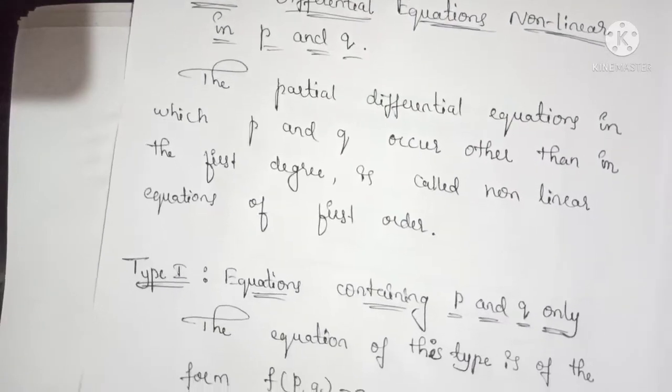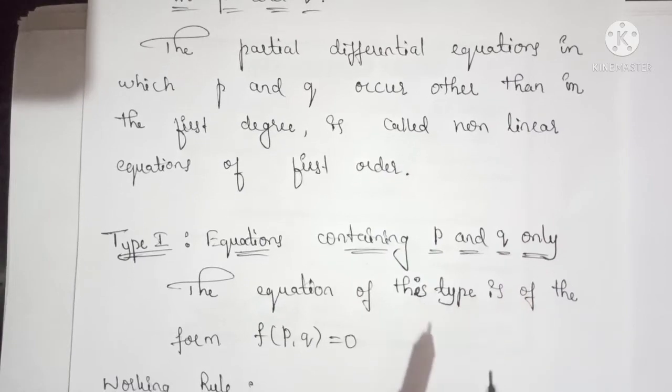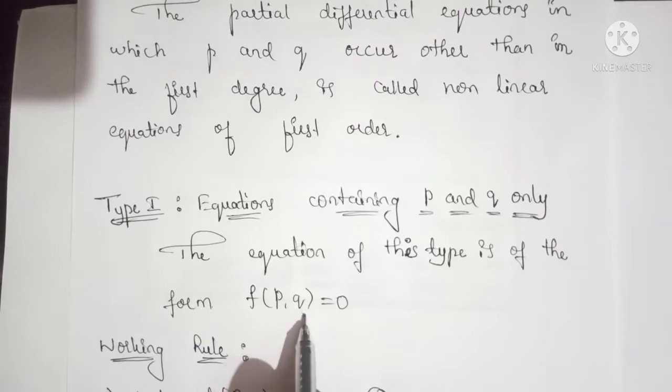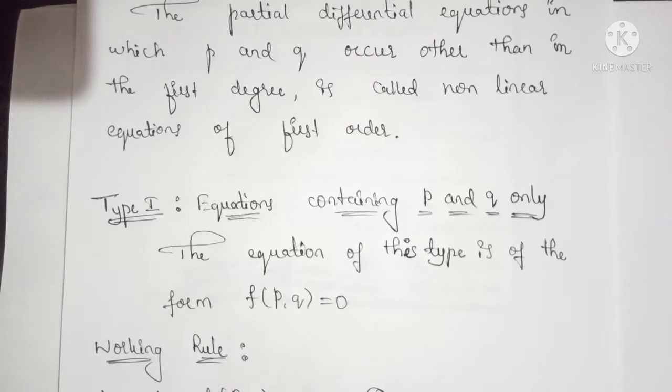First type, the equations containing P and Q only. So here these non-linear PDEs are grouped into 4 types. Type 1 is of the form f of P comma Q, so that means it contains only P and Q terms.